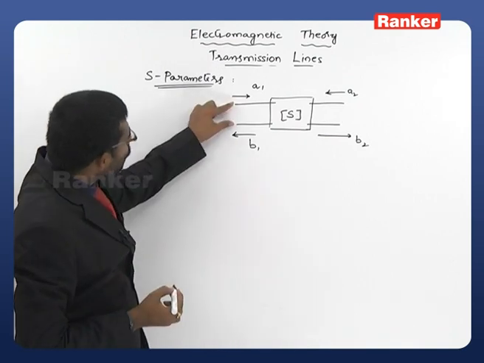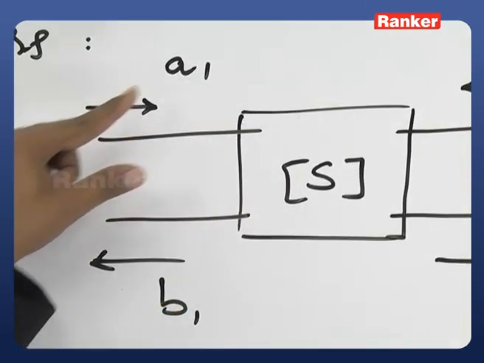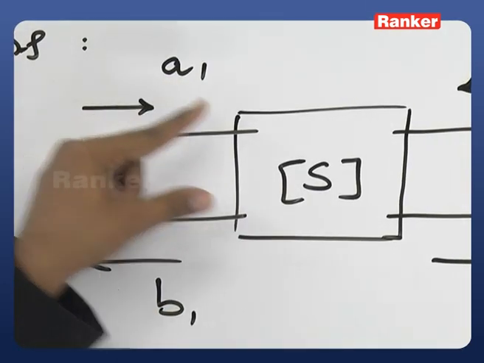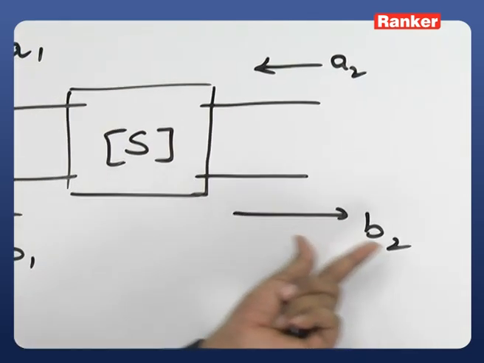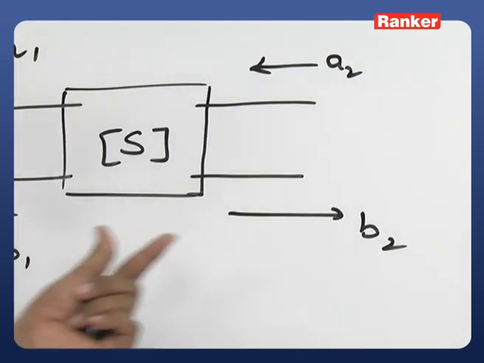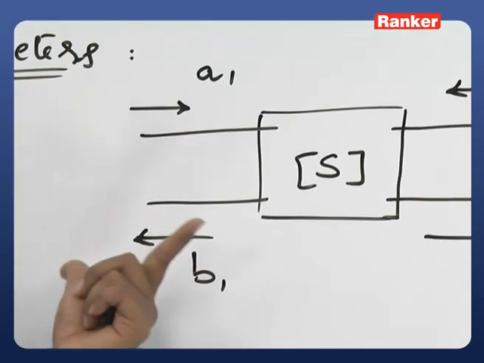You can connect this source or the generator at port 1 or port 2, no problem. If you are applying the source at port 1, A1 will exist. If you are applying source at port 2, A2 will exist. If you are observing the reflection from port 2, you are naming that one as B2. If you are observing reflection or the scattering wave from port 1, you are naming that one as B1.